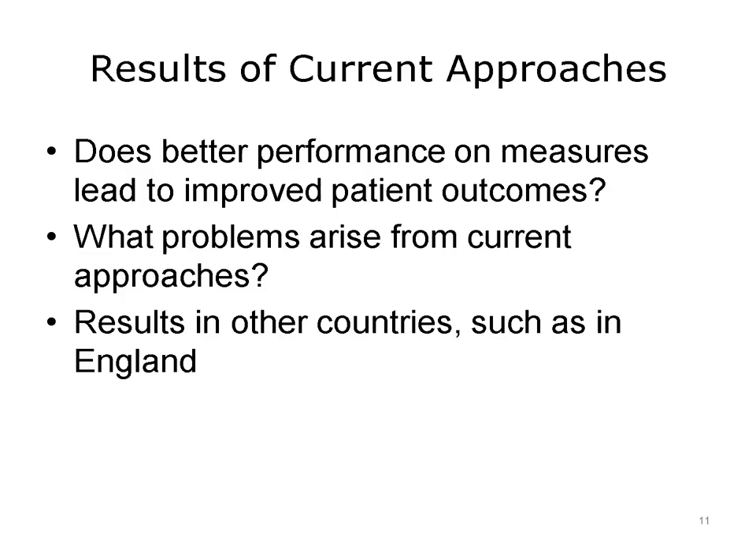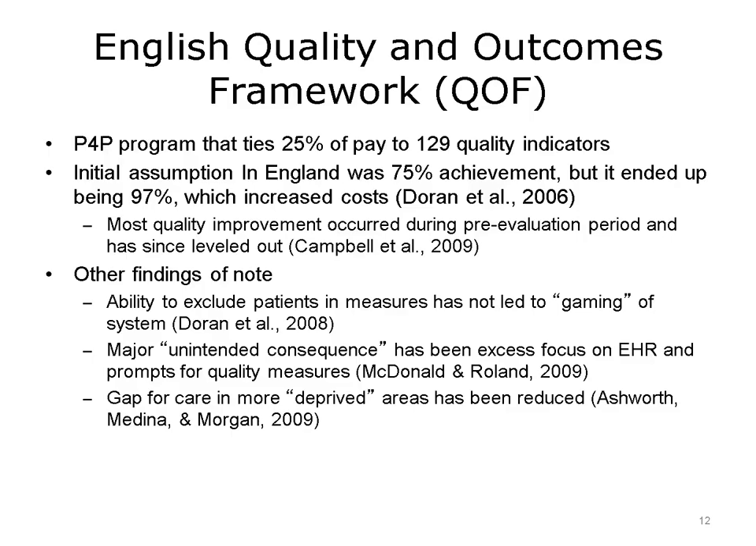Next is a discussion of the results of current approaches to quality measurement and a review of research that has attempted to determine whether better performance on quality measures, particularly process measures, leads to improved patient outcomes. There's evidence both for and against these approaches, and other problems might arise from the current strategies to measure quality.